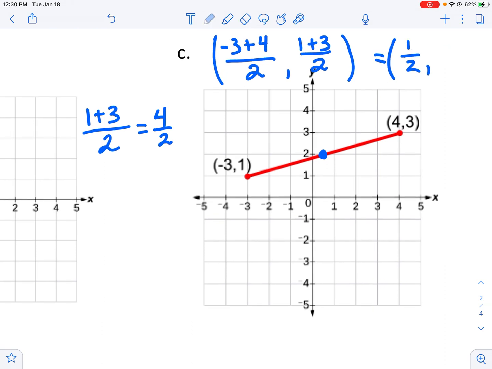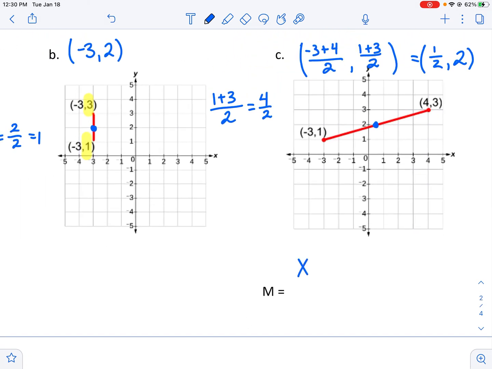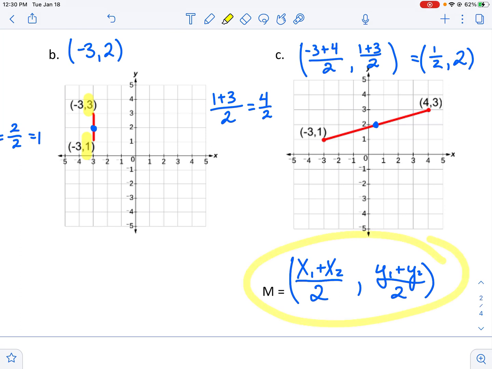Now, in general, our formula would be: take your x's, add them up, and divide by 2. And then take your y's, add them up, and divide by 2. And notice that your final answer, because it's a point, is an ordered pair. So you have an ordered pair for your final answer.